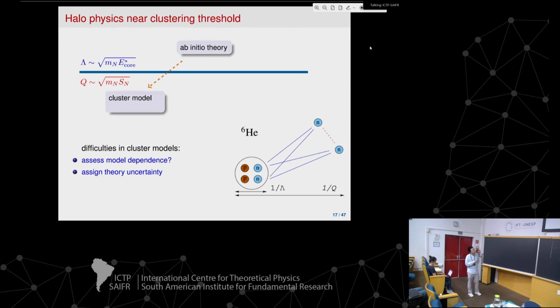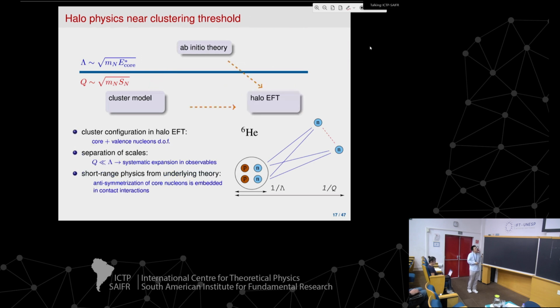So one may ask, why don't we just use a simple cluster model to describe these problems? Because this already has the clustering picture. But the problem is that with this clustering picture, it's still a model, so it has model dependence, and it's difficult to assign theoretical uncertainty to models. So a good way is to combine these two things.